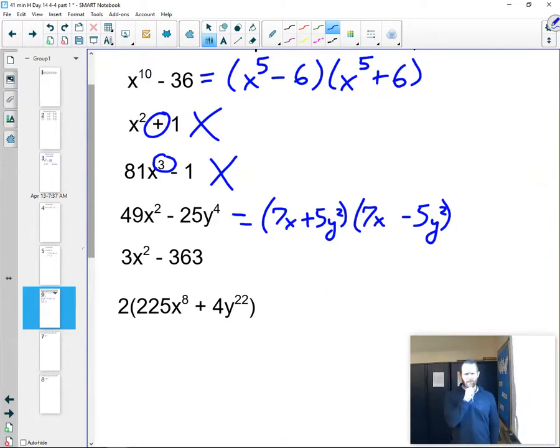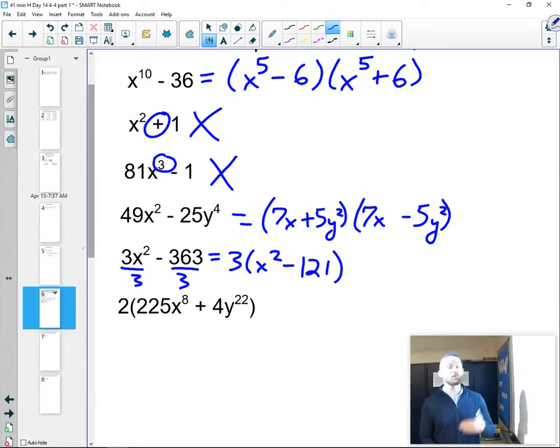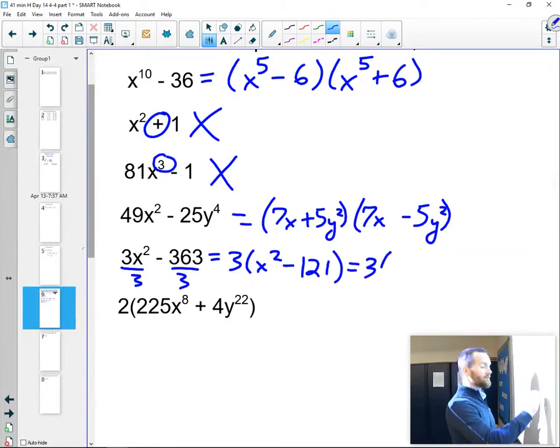Now let's take a look at 3x squared minus 363. It would be very tempting to look at this and say, oh, we don't have perfect squares, so no, we can't factor this with difference of squares. But we actually can. The first thing you should always look for in factoring is a GCF. Always look for a GCF first. And here, we can divide both of these by 3. So that would become 3 times, the 3x squared becomes x squared, minus 363 becomes 121 when we divide by 3. And now we've got an x squared minus 121, which we can factor with the difference of squares. So 3 times, and we have to bring that GCF of 3 over into our answer, becomes x minus 11 and x plus 11.